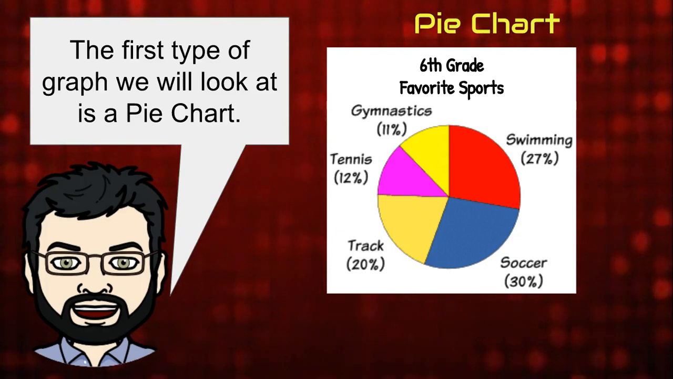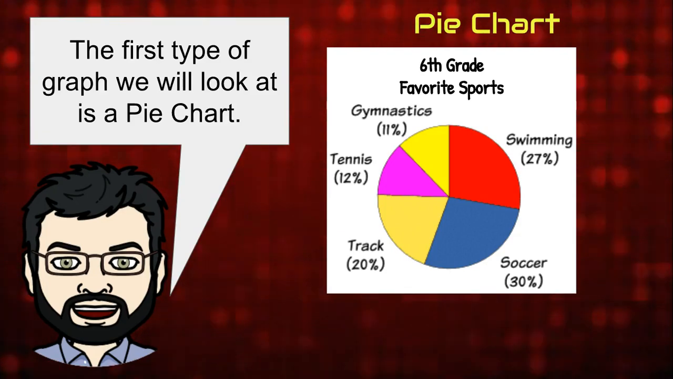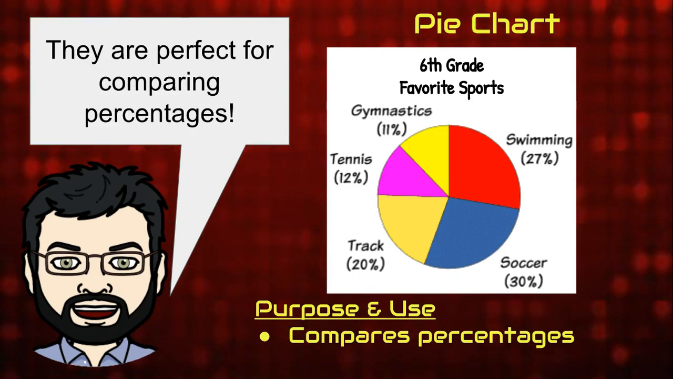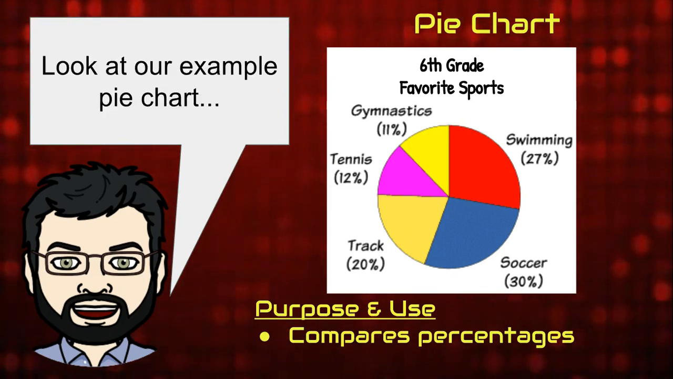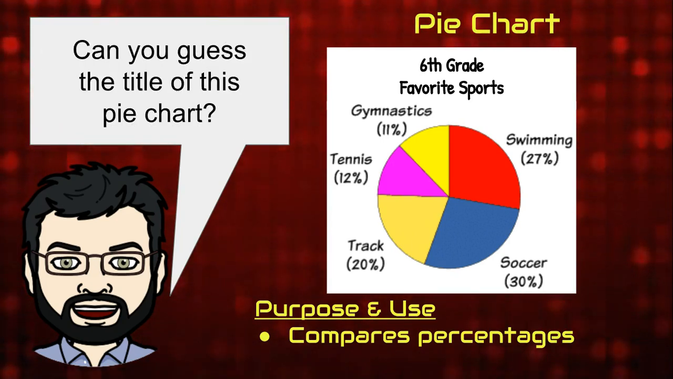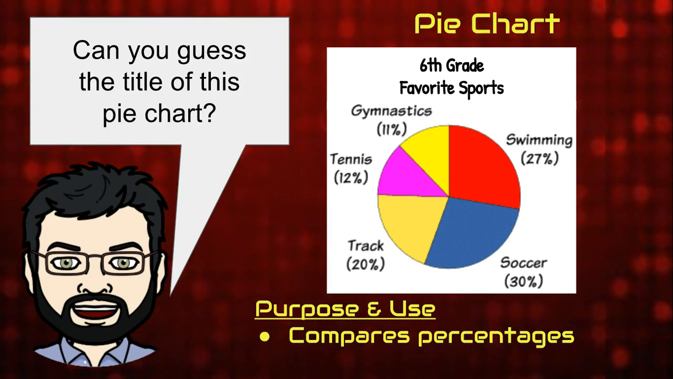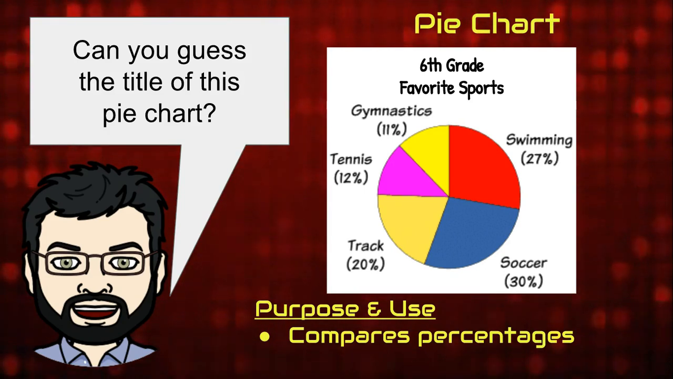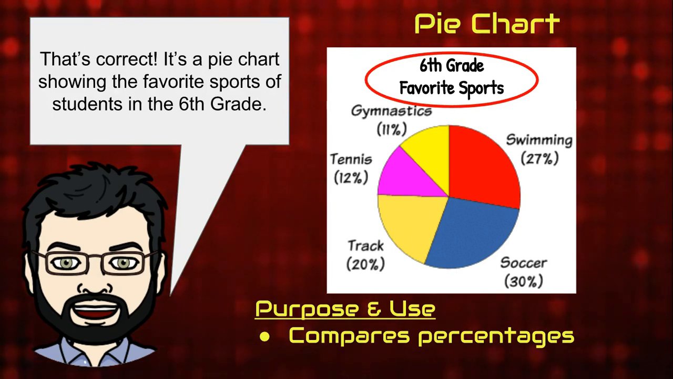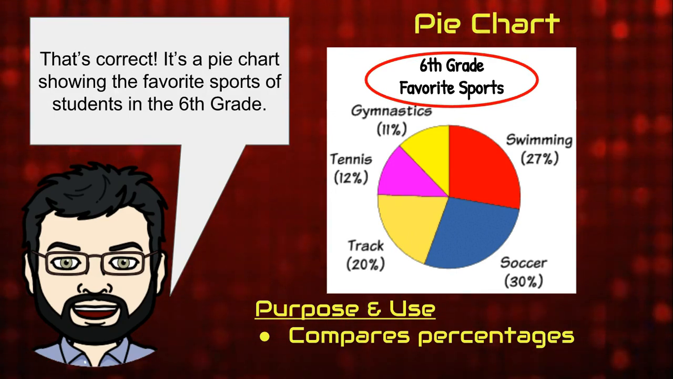The first type of graph we will look at is a pie chart. They are perfect for comparing percentages. Look at our example pie chart. Can you guess the title of this pie chart? That's correct. It's a pie chart showing the favorite sports of students in the 6th grade.